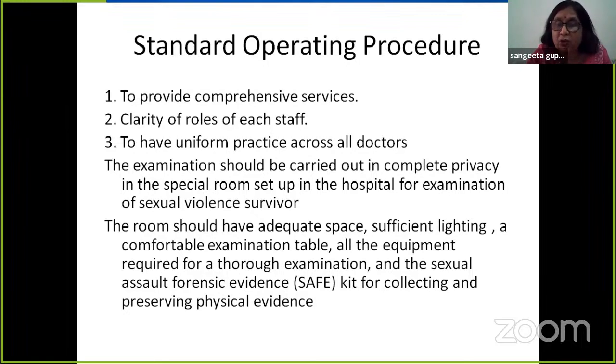The examination should be carried out in complete privacy in a special room set up in the hospital for examination of a sexual violence survivor. The room should have adequate space, sufficient lighting, a comfortable examination table, all the equipment required for a thorough examination, and the sexual assault forensic evidence kit for collecting and preserving physical evidence.